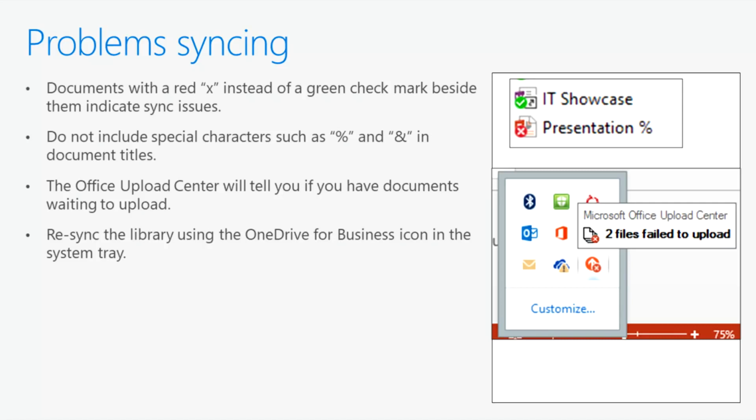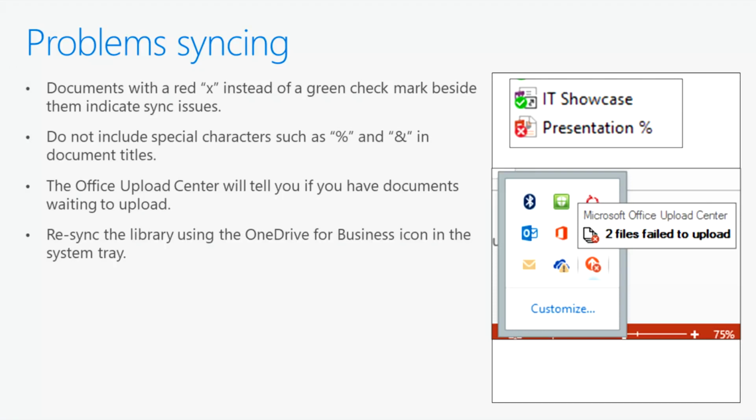Now you do have to make sure that you don't have any special characters in the title of the file in your OneDrive for Business. For example, a percentage sign or a pound sign or an ampersand. OneDrive for Business will not save that file correctly, and it will not synchronize. So you want to make sure that you don't do that. Now, this doesn't mean you can't have a Word document, for example, that has ampersands in it. It's only the title of the document that you will not be able to have these special characters in.